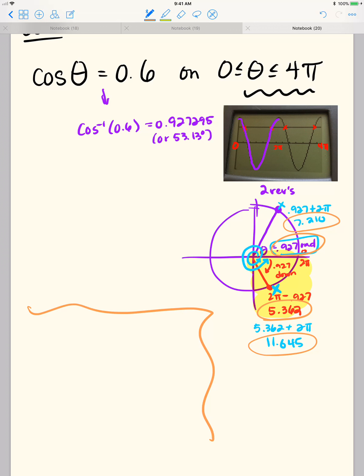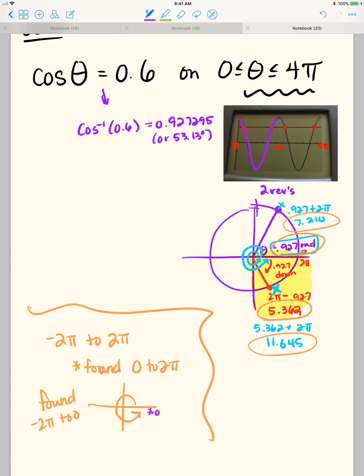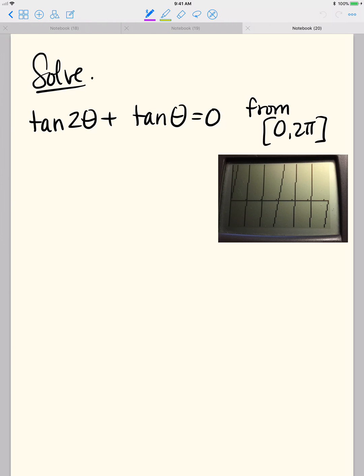On a related note, had it gone from negative 2 pi to 2 pi, you would have first found the solutions from 0 to 2 pi, in this direction, and then you could have found the same solutions that went from negative 2 pi to 0 by starting here at 0 and wrapping around in the negative direction. And they would have lived in the same place. You just have to think of it as a negative answer. So just to mention the relatability there.